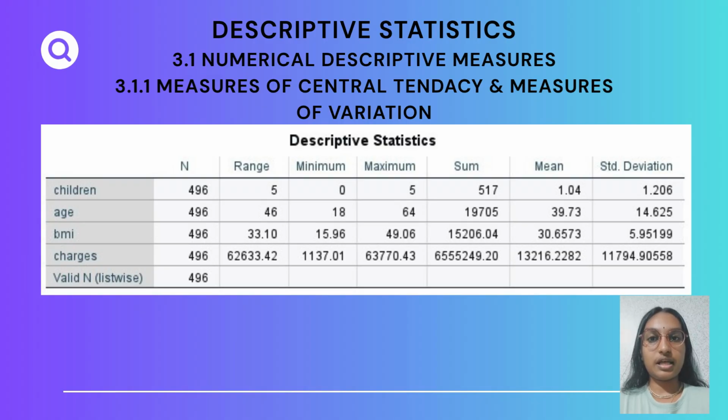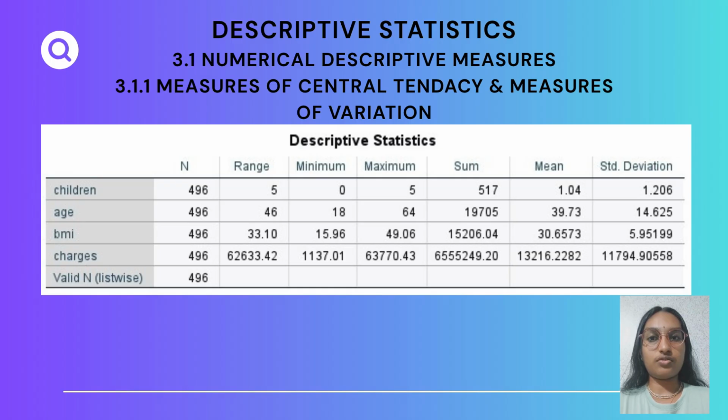My name is Krishanta and my matric number is A23A2540. Today I would like to present descriptive statistics. This table shows the descriptive statistics for 496 respondents focusing on age, BMI, number of children, and insurance charges.